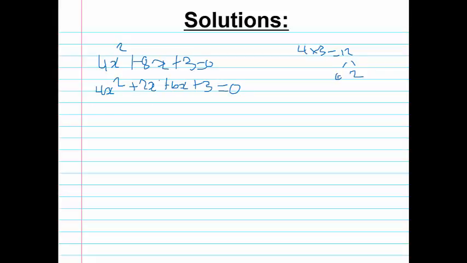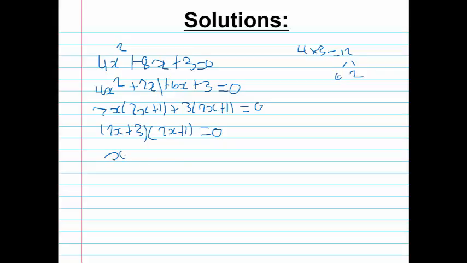Now we'll take out, factorize these two independent of each other. 2x into 2x plus 1 plus 3 into 2x plus 1 equal to 0. So we get 2x plus 3, 2x plus 1 equals 0. X equals minus 3 over 2, or x equals minus half. Okay, which is basically minus 1.5 or minus 0.5.